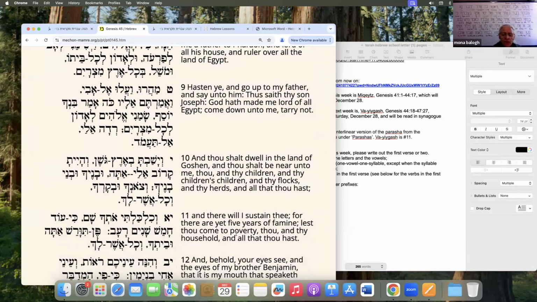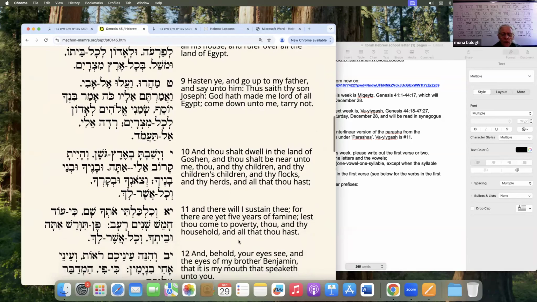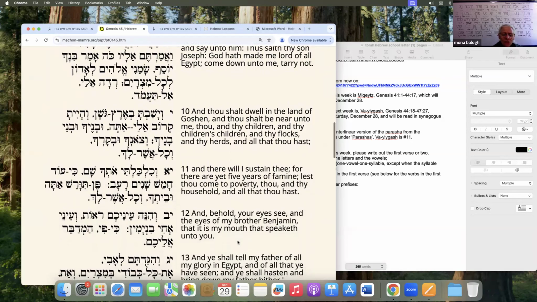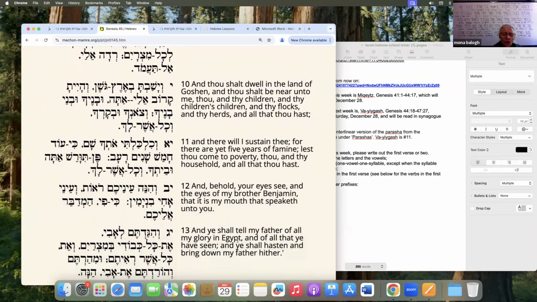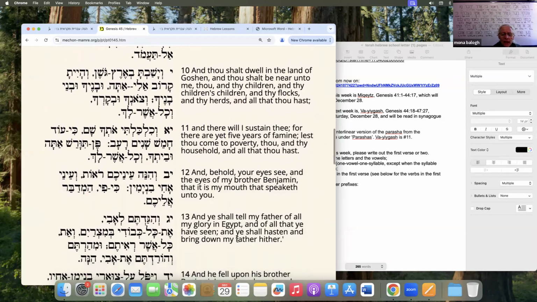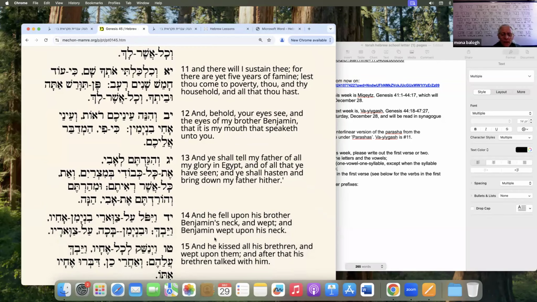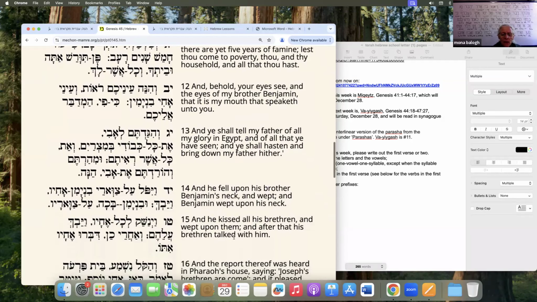For there are yet five years of famine, lest you come to poverty, you and your household and all that you have. And behold, your eyes see, and the eyes of my brother Benjamin, that it is my mouth that speaks to you. And you shall tell my father of all my glory in Egypt and of all that you have seen, and you shall hasten and bring down my father here. And he fell upon his brother Benjamin's neck and wept, and Benjamin wept upon his neck. And he kissed all his brethren and wept upon them.